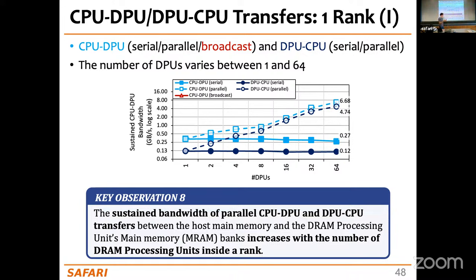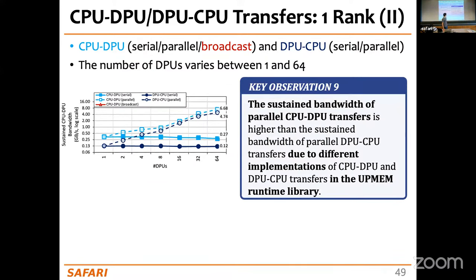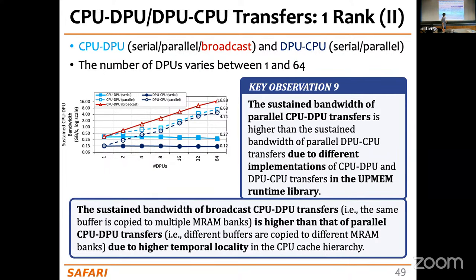The reason for that is that the memory channel itself, where the PIM DIMM is connected, has a limited bandwidth as well. In DDR4, the nominal bandwidth for one rank is 19 gigabytes per second. We can see that the maximum bandwidth for parallel transfers is far from those 19 gigabytes per second, but not that far if we use broadcast transfers, which is the red line. One reason is that there is a better exploitation of the locality in the CPU cache hierarchy. That's one guess about this difference in performance.